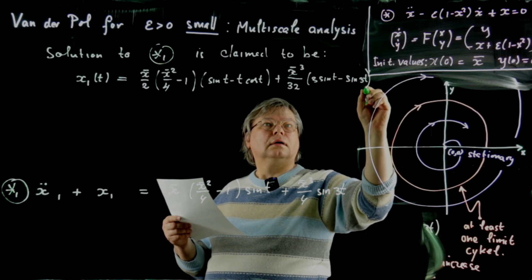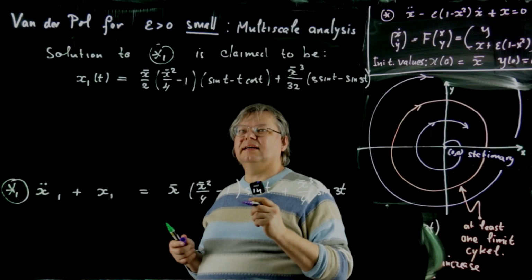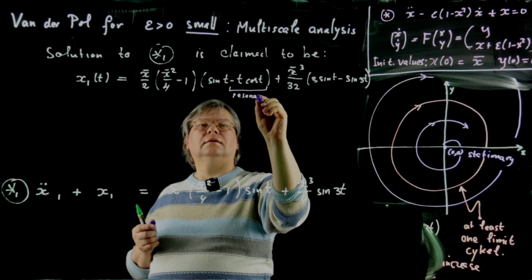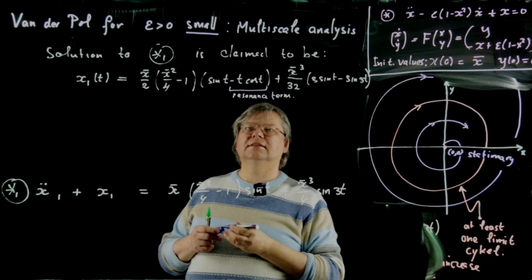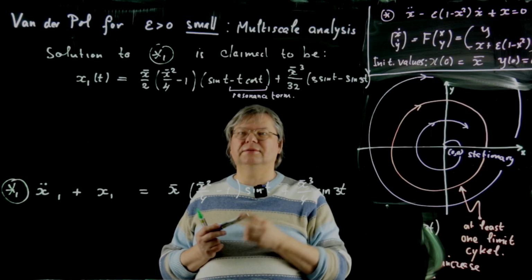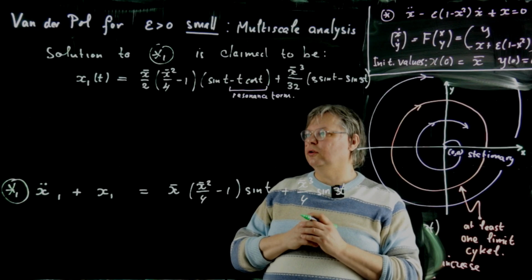Okay, so I claim that this is the solution, and if I look at this, well, this is nicely oscillating, it doesn't increase, but this is the resonance term. This is the term that will grow over time, and this is the term that will make our ansatz invalid. So somehow we need to deal with that term. But let's first check that this is indeed the correct solution.